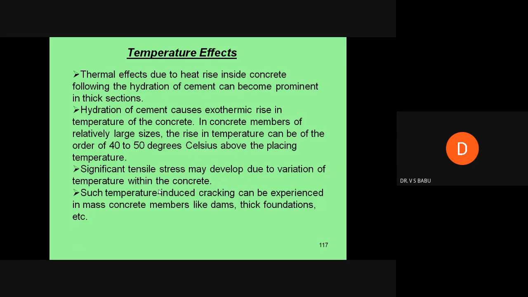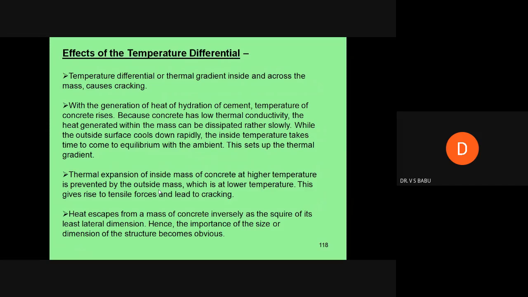That means durability. What are the agencies? As I told you, carbon dioxide, water, sulfates and chlorides, and mechanical actions, that means temperature, abrasion, impact, etc. Next, the effects of the thermal temperature differential.